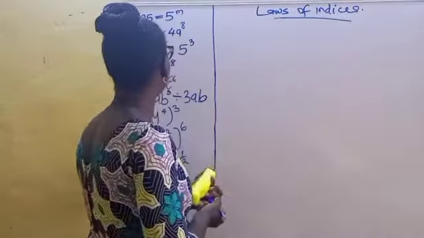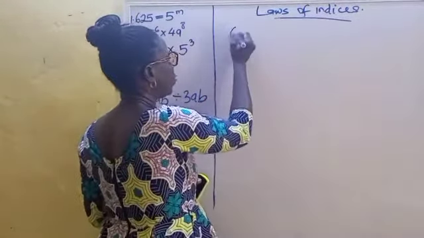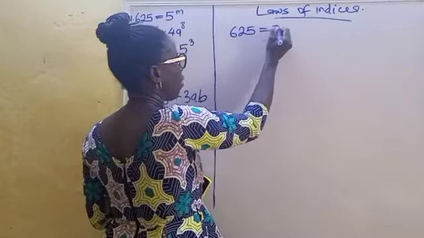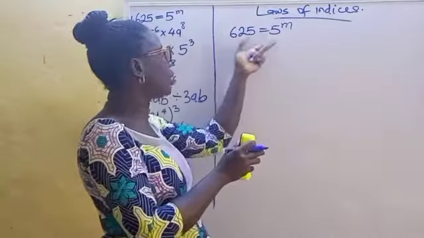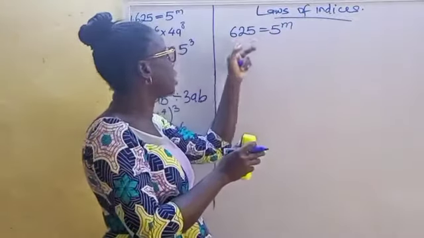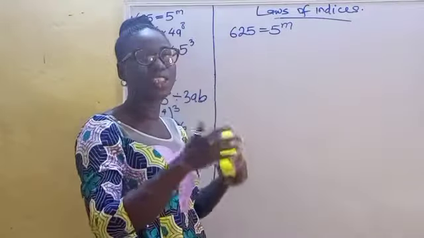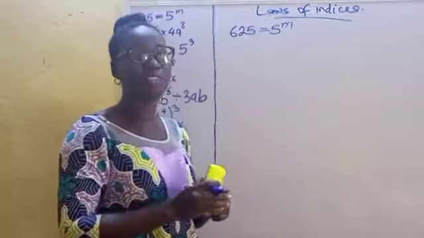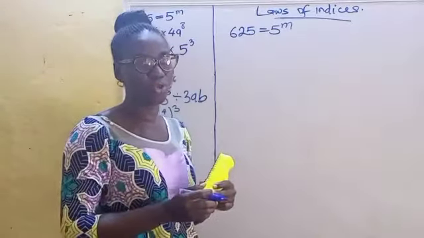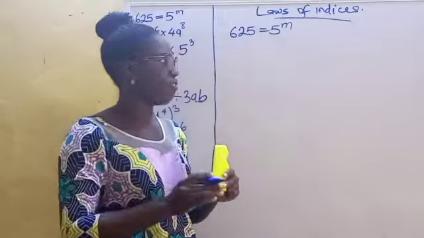Question 1 says 625 is equal to 5 to the power of m. We must look for a number that equates to this. We must bring this 625 into index notation. So how do we convert 625 into index notation? We quickly look for the factors of 625.